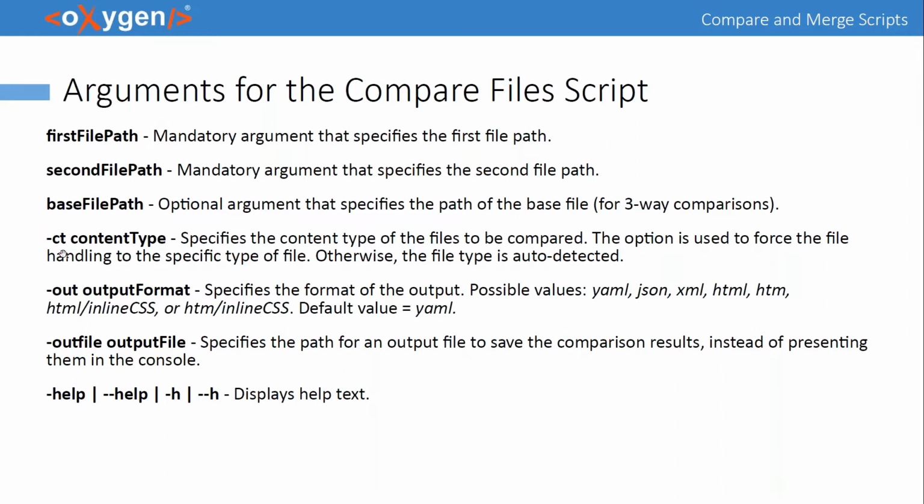Otherwise, Oxygen will automatically detect the content type based on the extension, if it's XML, JSON, Markdown, or other formats. Then the output format is set with this out argument, and here we provide YAML, JSON, XML, or HTML format. And we also provide an HTML format that contains inline CSS. This means that the HTML will contain the CSS directly on the elements, and this is used especially to send it through email, because emails render this CSS only if it's embedded. Then you can also save the results in a file if you want, and you can use the command -h to see all the parameters that can be set on the file script.